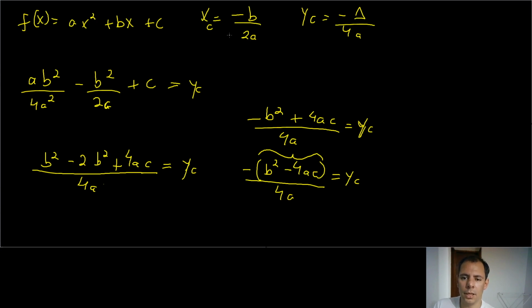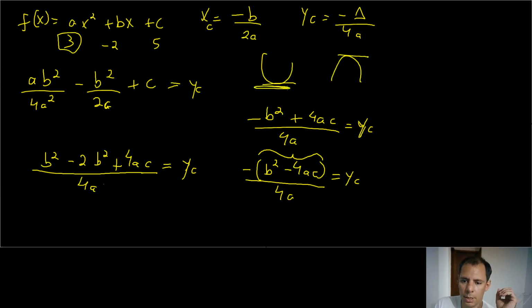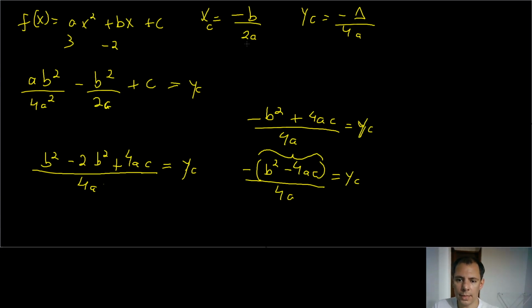Okay, when somebody gives you something, for example, let's say that a is 3, b is minus 2, and c is 5. And somebody tells you, okay, I want you to find the x critical and the y critical, which is the point of either minimum or maximum. Since the 3 here is positive, I know it's going to be a minimum. So that's what you do. You do minus b divided by 2a to find x, and to find y is minus delta over 4a.